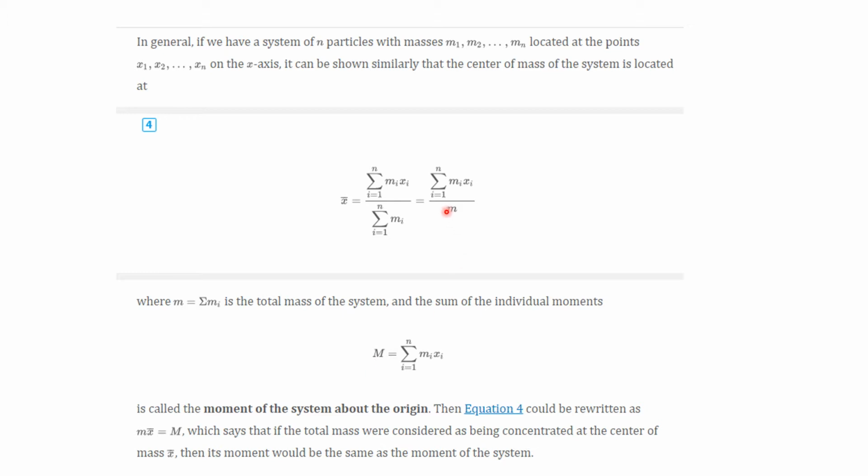So equation 4 can be written as m x bar equals capital M, which says that if the total mass were considered to be concentrated at the center of mass x bar, then the moment would be the same as the moment of the system. This is at the heart of what we're trying to do.